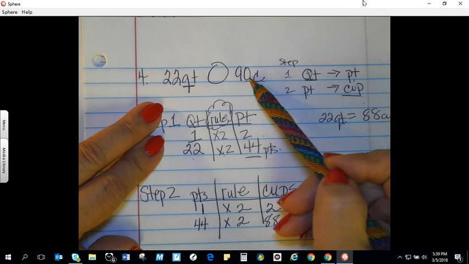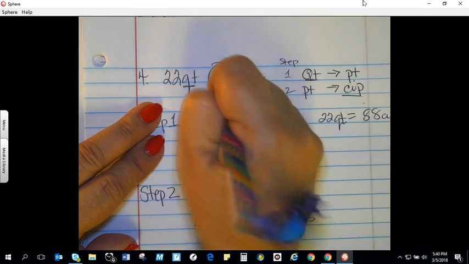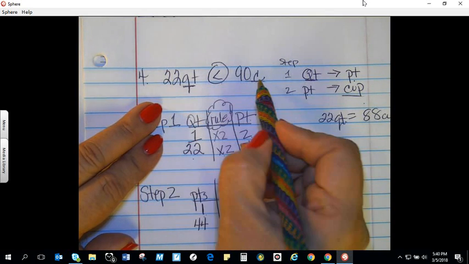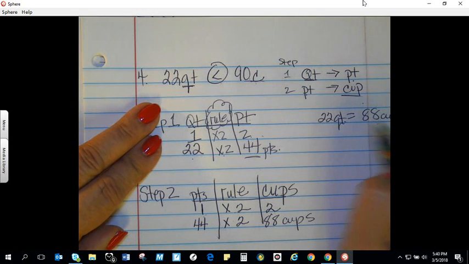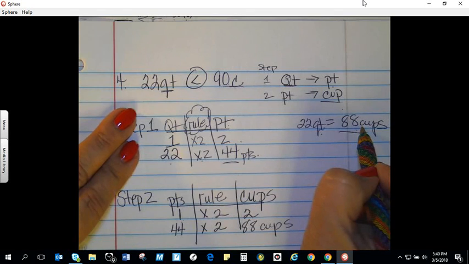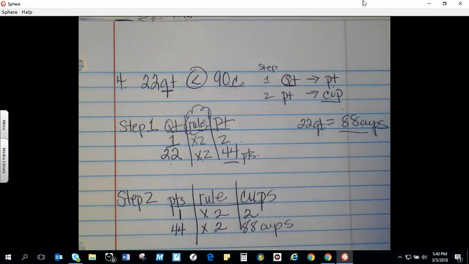But here it says it's 90 cups. Which one is greater? Very good. 22 quarts is less than 90 cups. This is much larger because 22 quarts is equal to 88 cups. Can you see that? Okay, very good. All right, let's go to number 5.